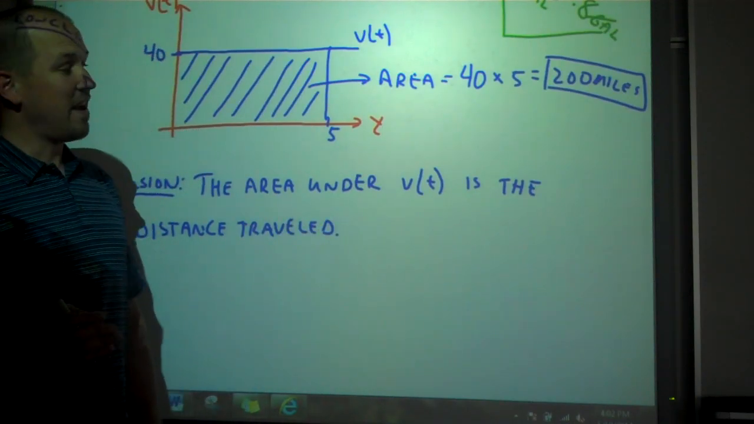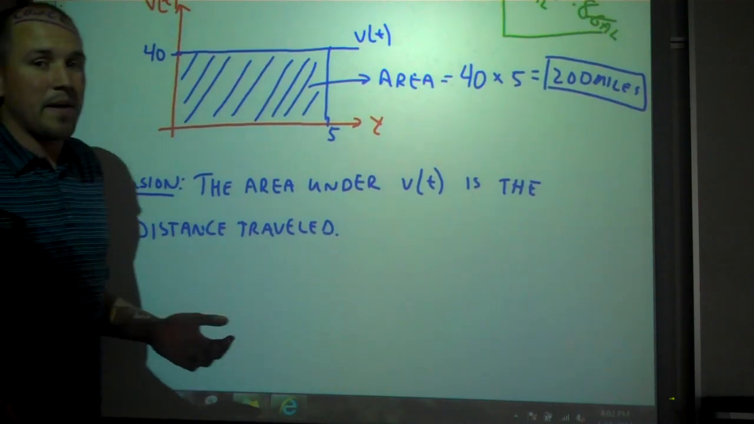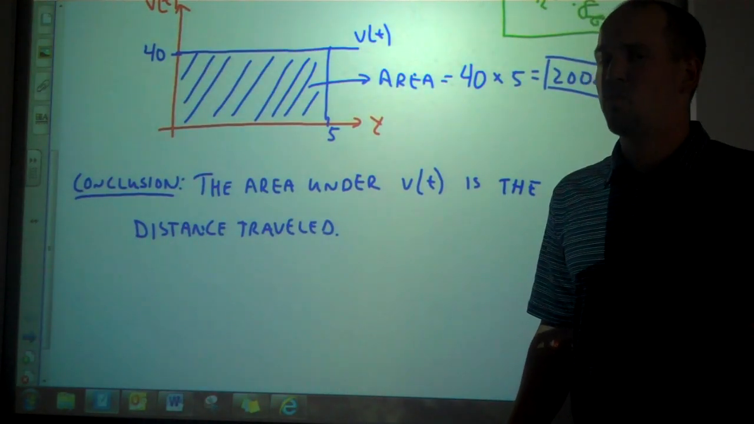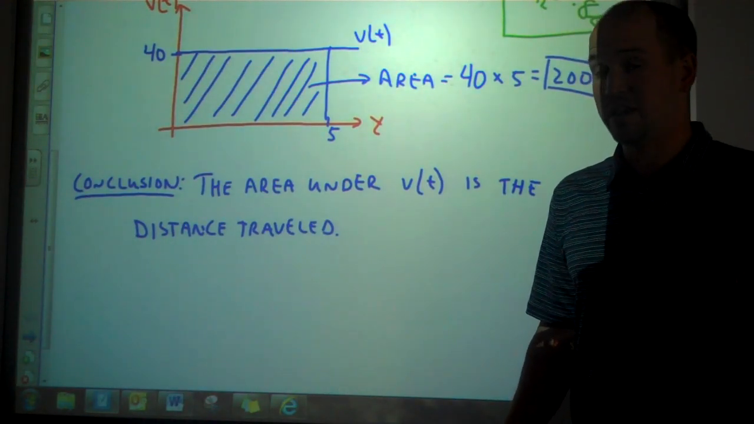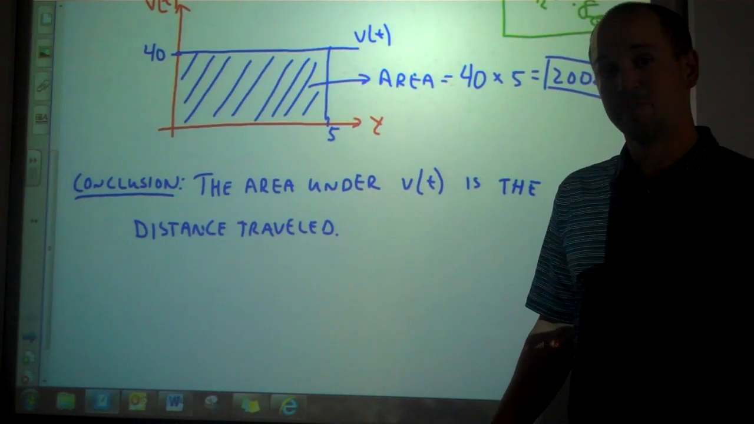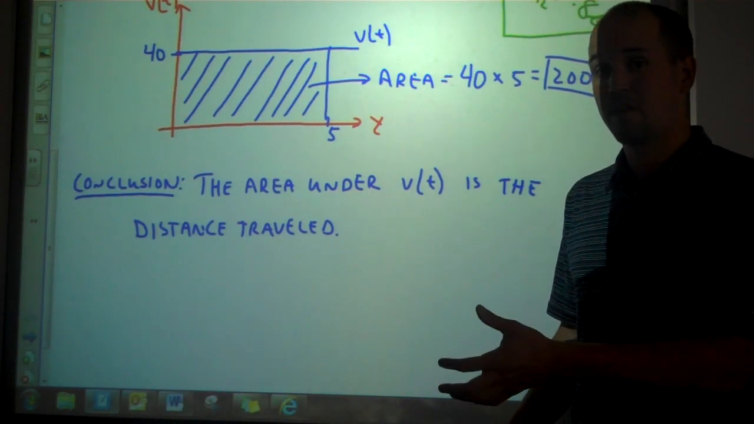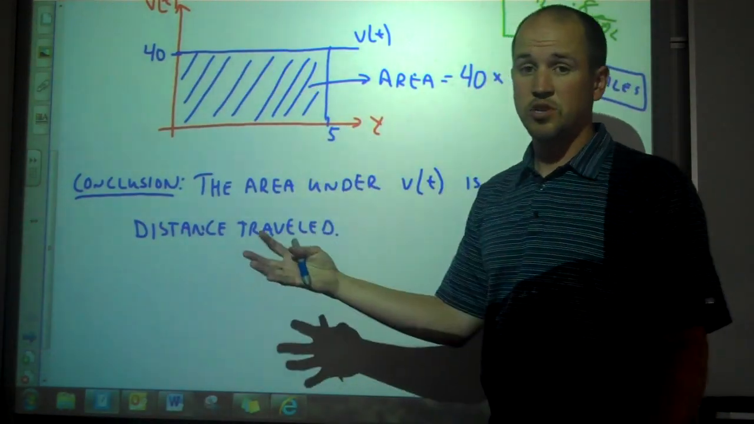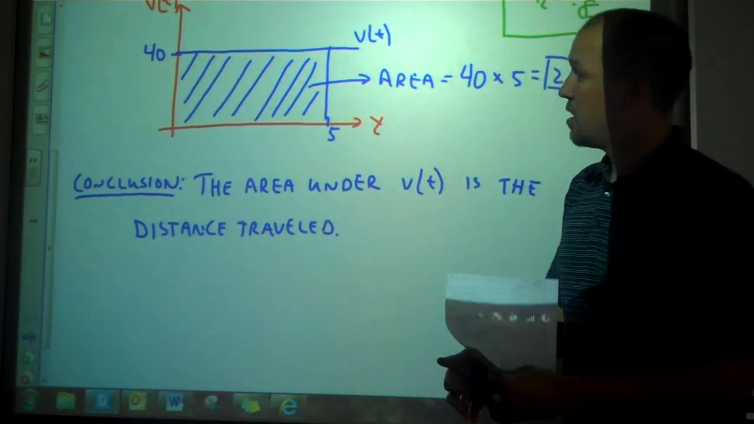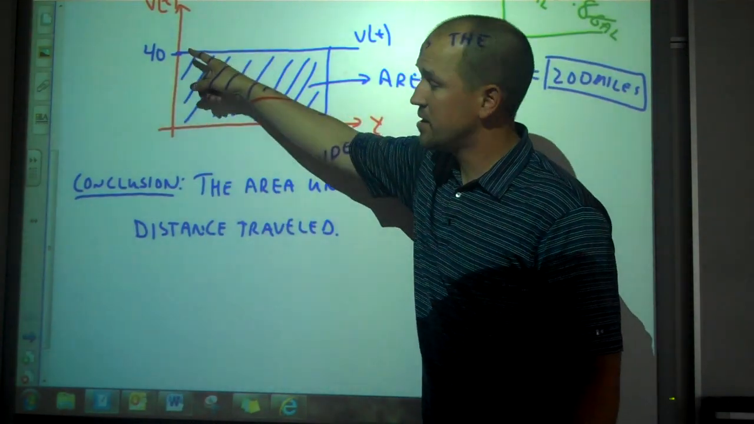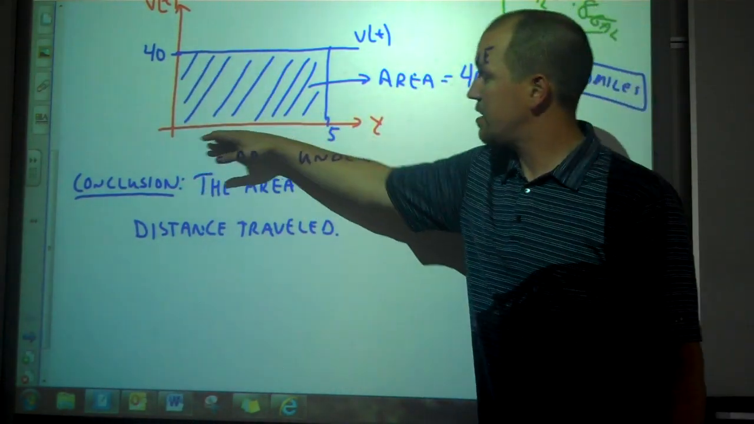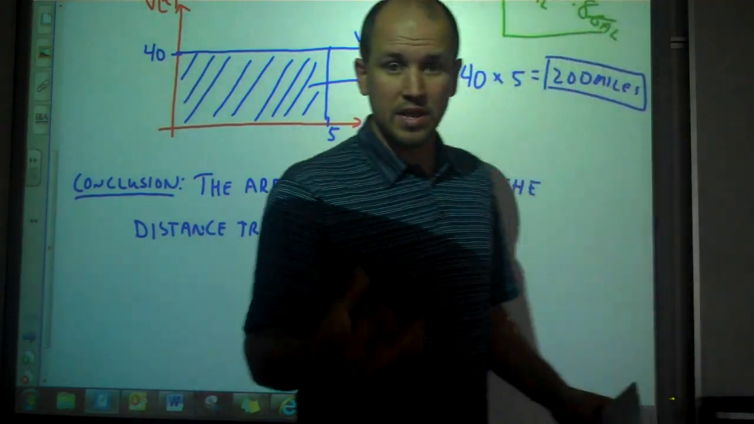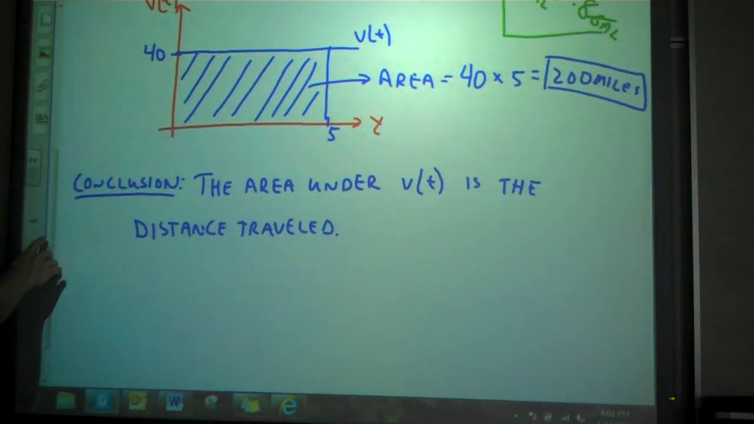That's an extremely profound statement. We've never thought about distance traveled as an area. We've always just thought of it in common sense terms as your speed times the time is going to give you how far you travel. But really what you're doing is you're finding the area of some shape when you're doing that calculation. The speed is the height and the time is the length or width of a rectangle or some shape. That's going to give you the distance traveled.